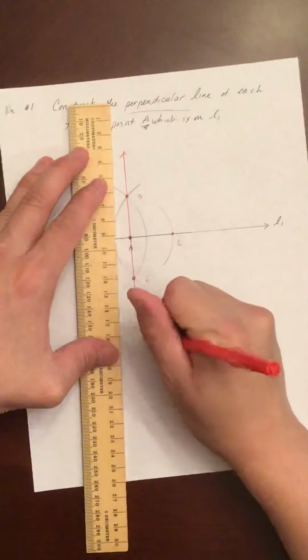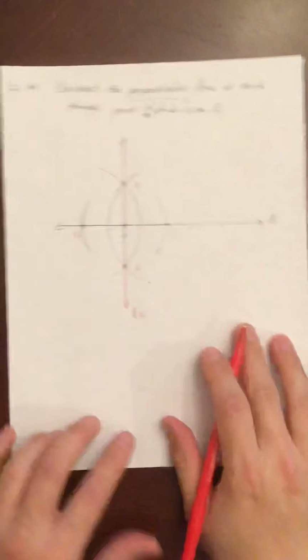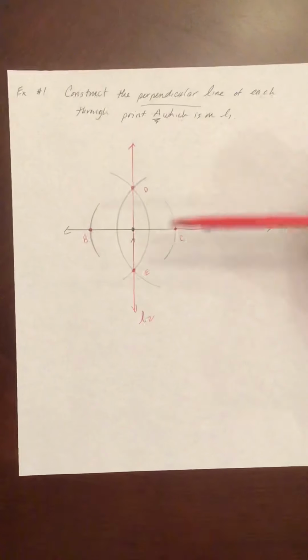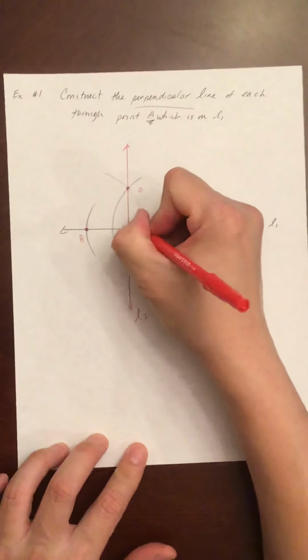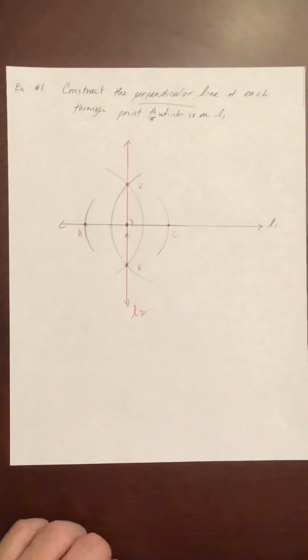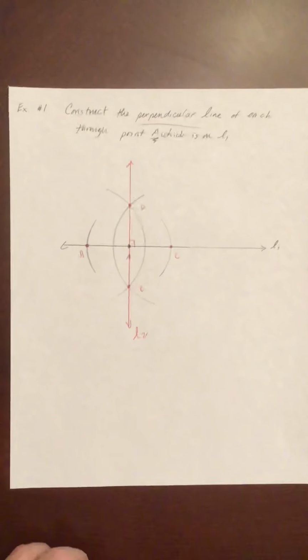I'll label this line number 2. So your second line, which is a red line, goes through point A and is also perpendicular to line number 1. Okay. If you need to, you can watch this multiple times. That's the first example.